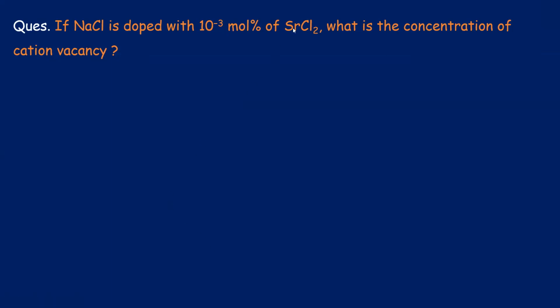Okay, I think most of you have written the question. So now let us look at what it is asking. It says that NaCl is doped with this amount of SrCl2. What is the concentration of cation vacancy? I need someone to answer me.